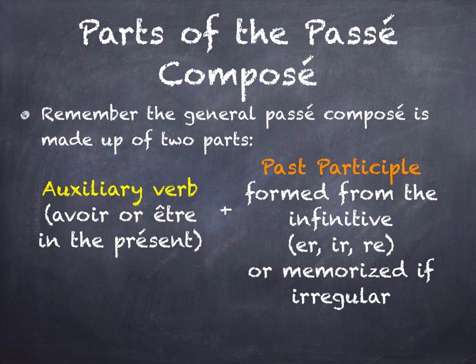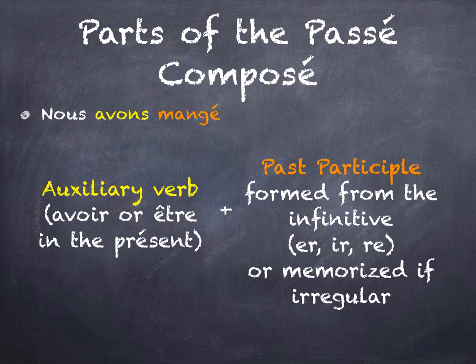followed by the past participle, which is either formed from the infinitive. So if it's an ER verb, drop the ER, add E accent aigu. If it's an IR verb, drop the IR, add an I. Or an RE verb, drop the RE and add a U. Or memorized if it's an irregular past participle. This is the standard format that we use for all verbs, whether they're reflexive or not.